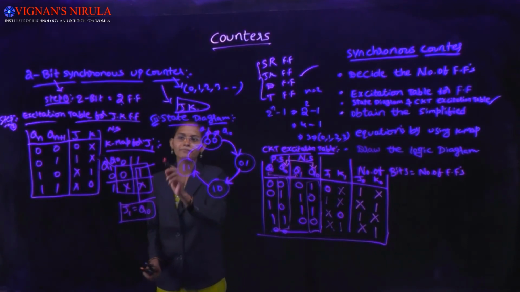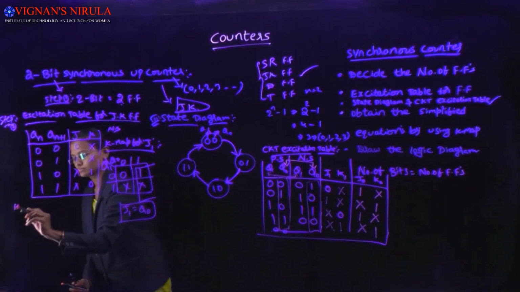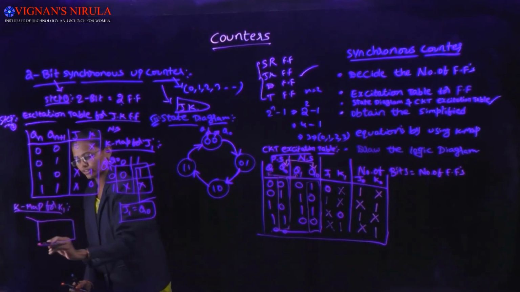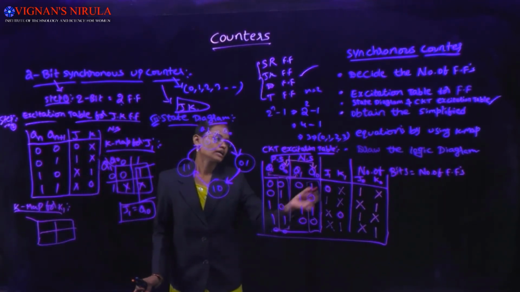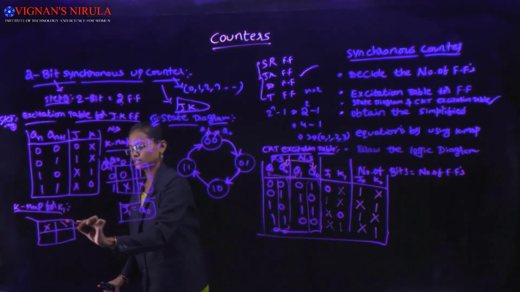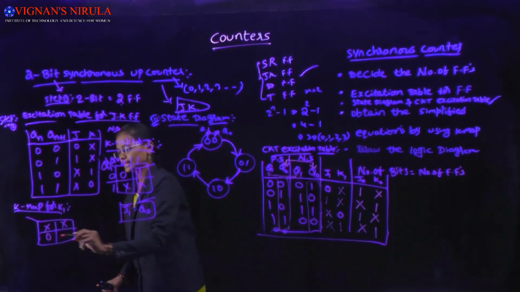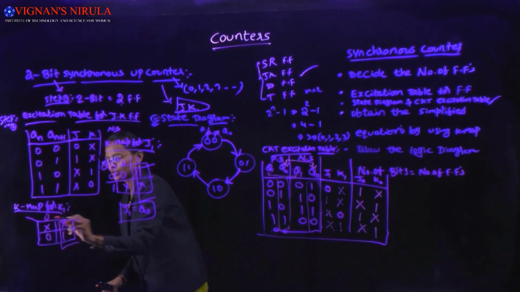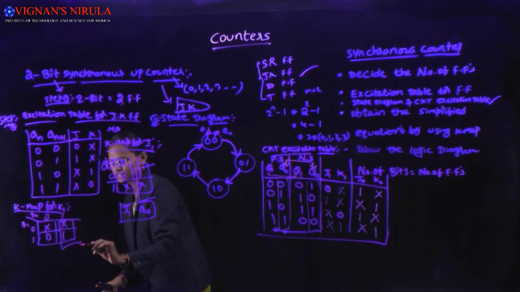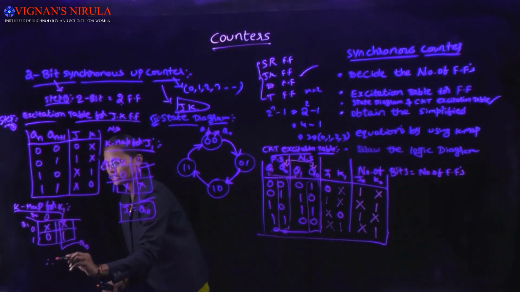And next, K-map for K1. Here also a 4 cell K-map. In K1, the 0 cell is X and the first cell is X, the second cell is 0, the third cell is 1. Here the grouping is this one also. This is 0 1 0 1. This is Q1 Q0. Vertically this is Q0. So finally K1 equal to Q0.